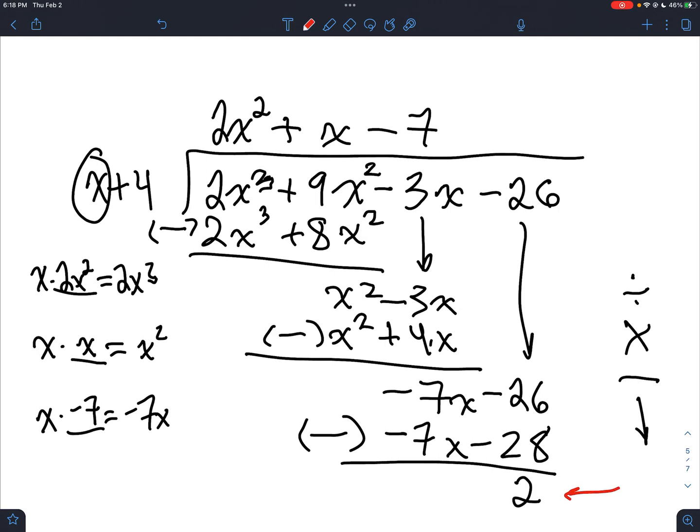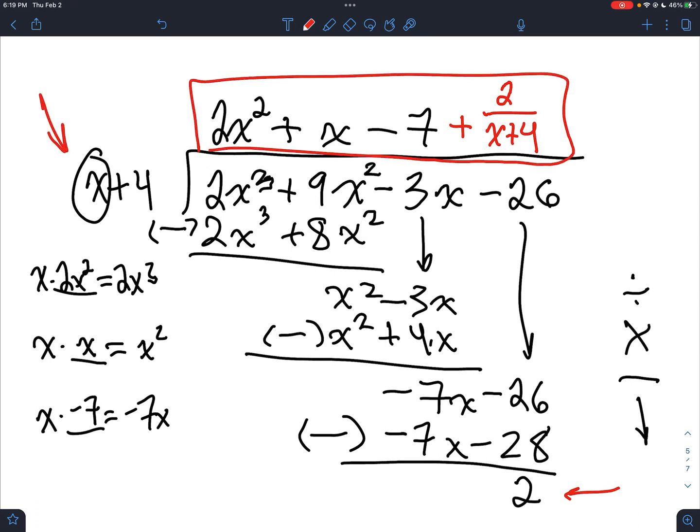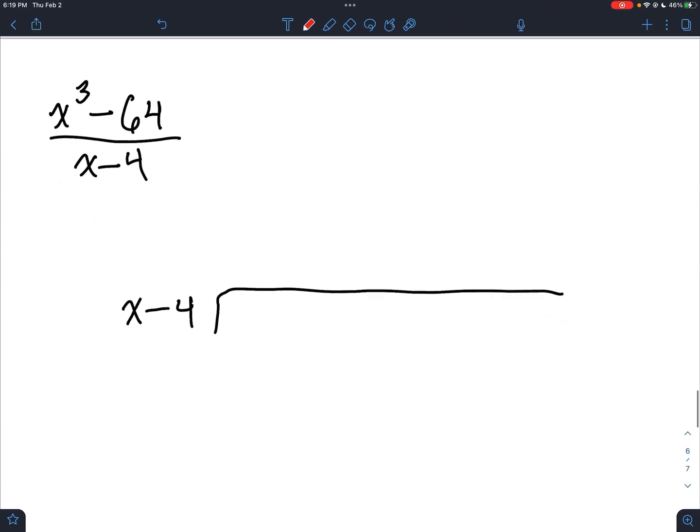So if we go back down to the one we're doing, the remainder is not 0. So that means that x plus 4 is not a factor of this cubic, and we failed to factor. And when that happens, you have to put the remainder up here too, which is just the excess number divided by what you're dividing by, which is called the divisor. And this would be the quotient, or the answer.